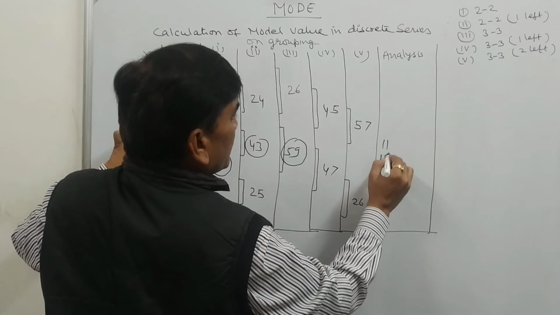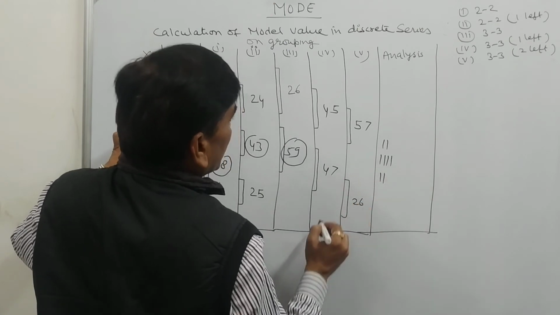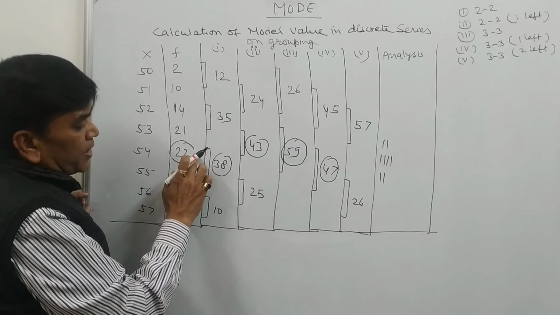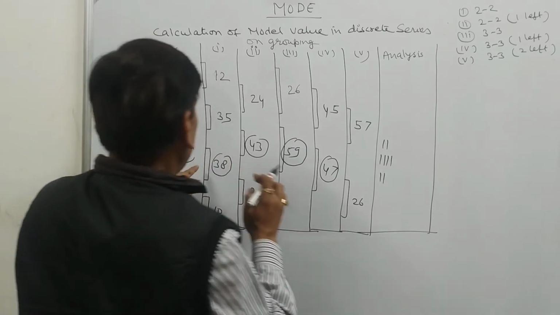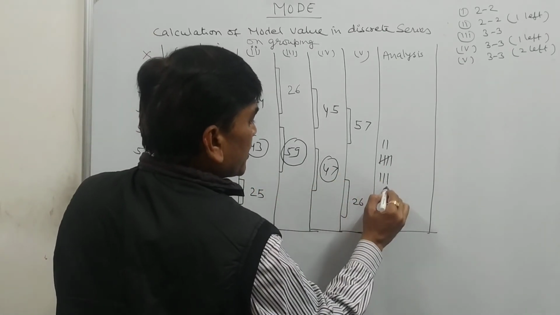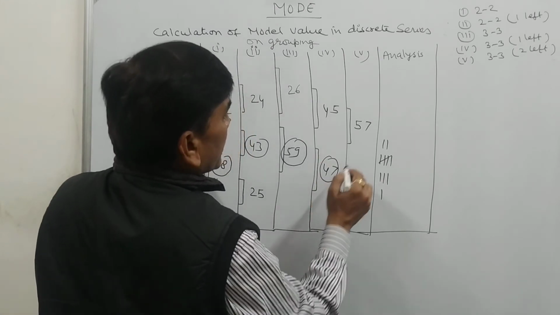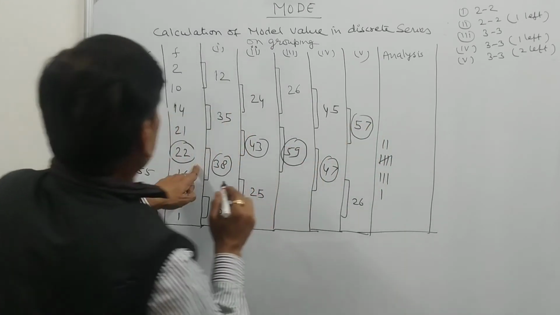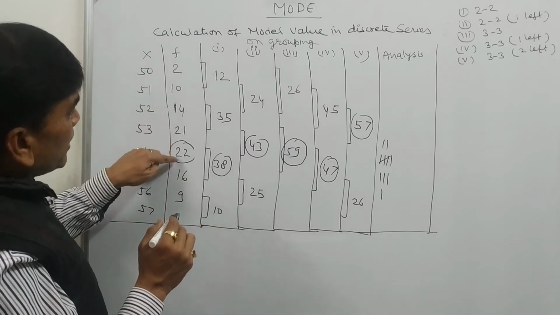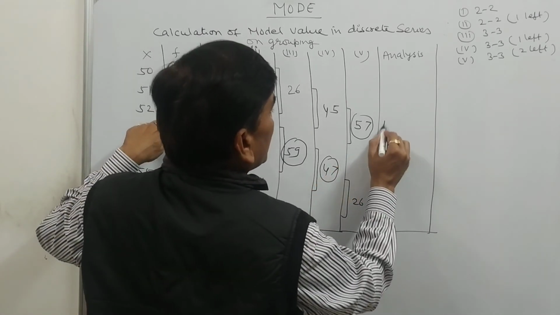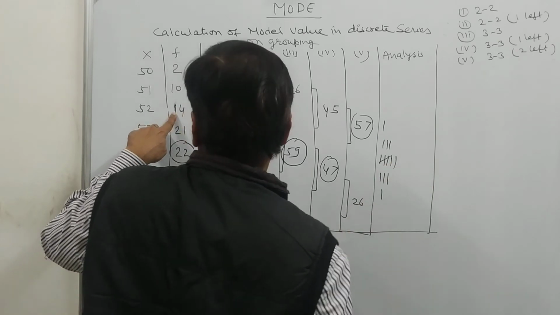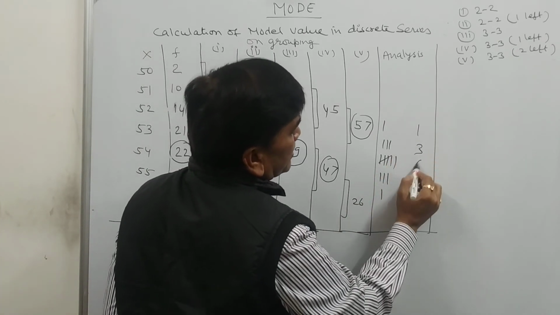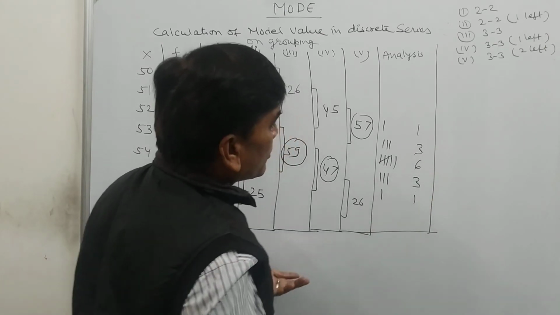In the next, 47 is the highest number, which is the addition of 22, 16 and 9, so we put a first tally mark here, a second here, and a third here. Last, 57 is the highest number, which is the addition of 14, 21 and 22, so we put one tally mark, a second and a third. So in the analysis table we have 1, 3, 6, 3, 1.